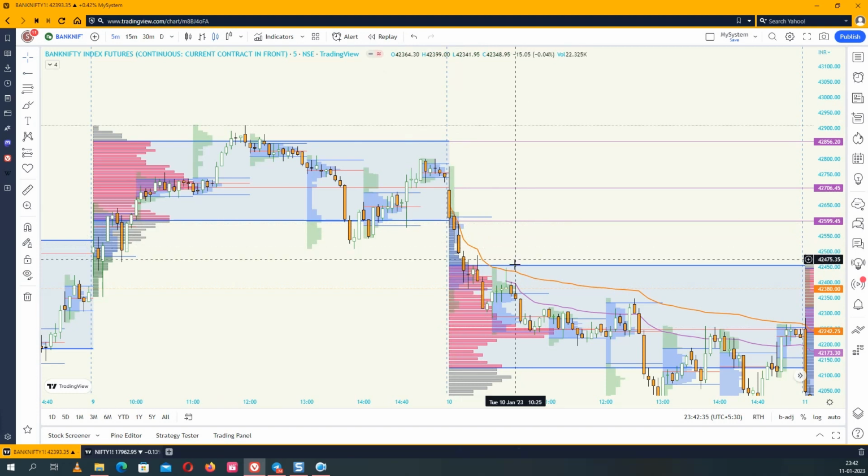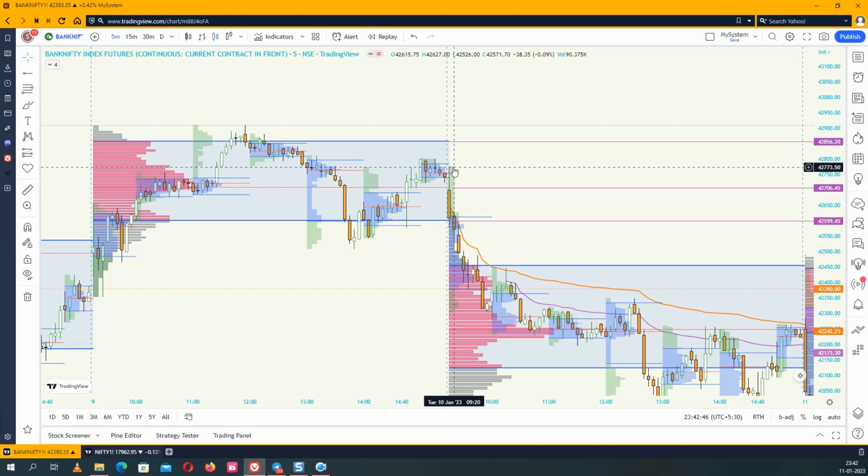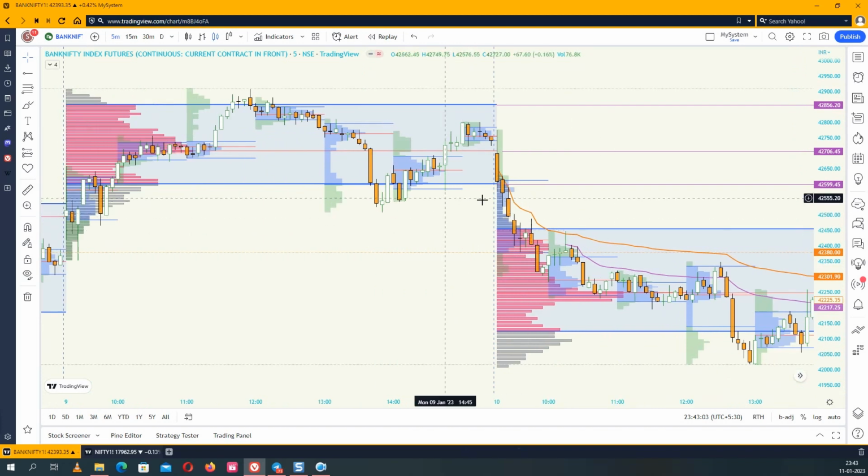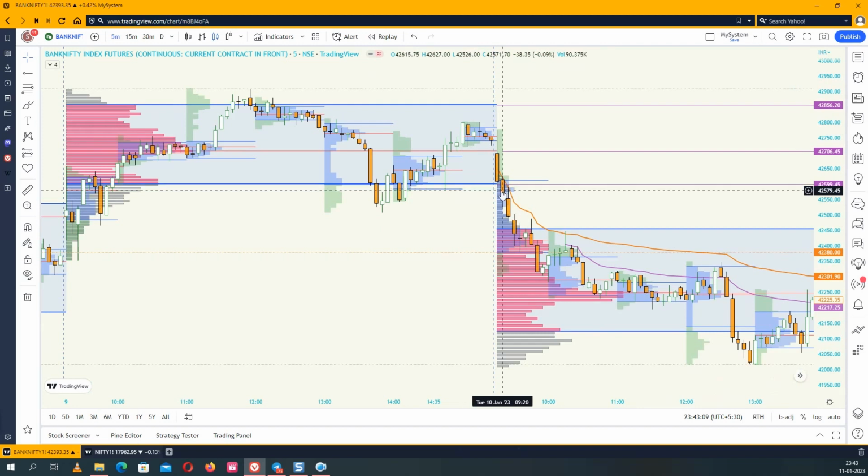What happened on 10th of January? Market opened near the VPOC of the previous day. After opening, it went above to 42,774 and rejected and closed at the low, but not below the low of the last 1 hour profile, correct? So in such a case I will wait to close below that value area low. After closing, if my RR is good, only then can I take the short trade.